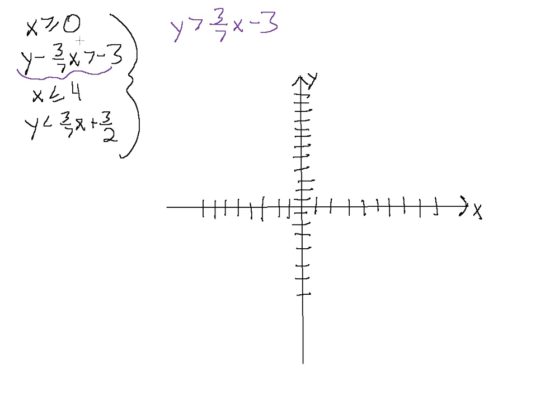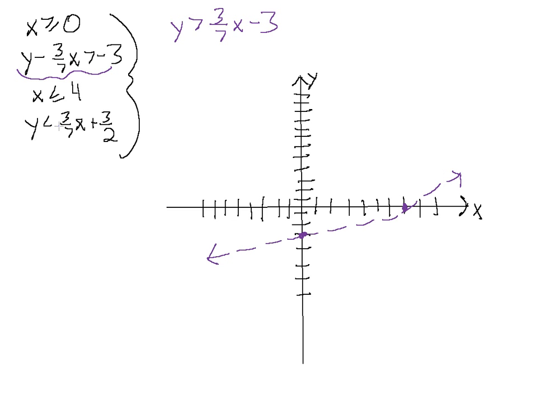So we have the first one. We'll just start with this purple one. We plug in 0 for x. We get y equals minus 3, so it's going to cross the y-axis right here. And it has a positive slope of 3/7. So we're going to go up 3 and over 7. 1, 2, 3, 4, 5, 6, 7. It's going to cross the x-axis right here. And it's just greater than, so we're going to have a dashed or dotted line, which is going to exclude all the points on this line from our solution interval.